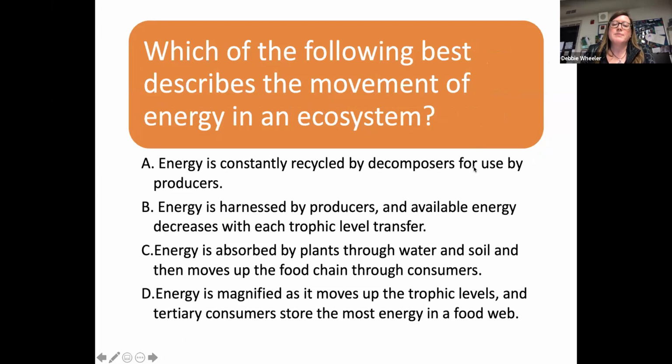Is it B? Energy is harnessed by producers and available energy decreases with each trophic level transfer. Is it C? Energy is absorbed by plants through water and soil and then moves up the food chain through consumers? Or is it D, energy is magnified as it moves up the trophic levels and tertiary consumers store the most energy in a food web? All right, answers are coming in fast and furious. I like it.